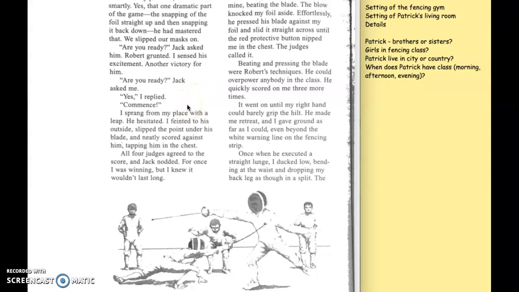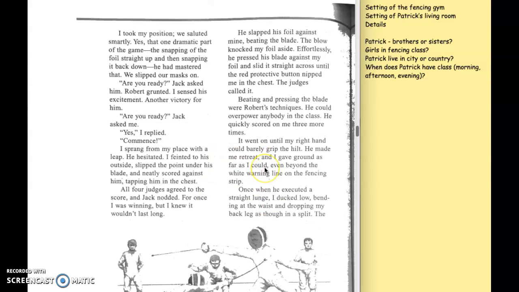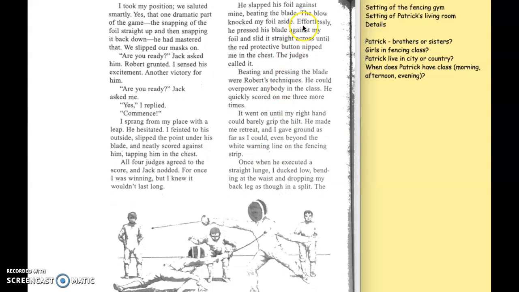"Commence! Start." I sprang from my place with a leap. He hesitated. I feinted to his outside, slipped to the point under his blade, and neatly scored against him, tapping him in the chest. All 4 judges agreed to the score, and Jack nodded. For once, I was winning, but I knew it wouldn't last long. He slapped his foil against mine, beating the blade. The blow knocked my foil aside. Effortlessly, he pressed his blade against my foil and slid it straight across until the red protective button nipped me in the chest. The judges called it.